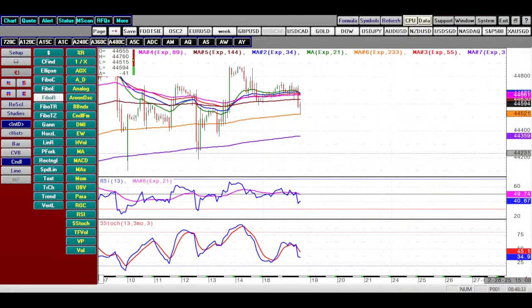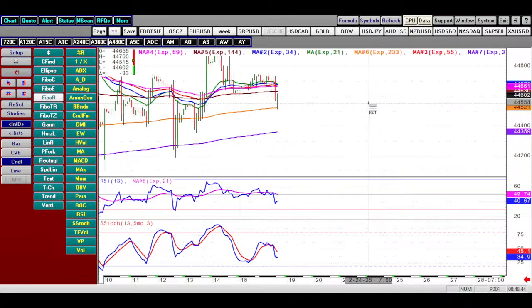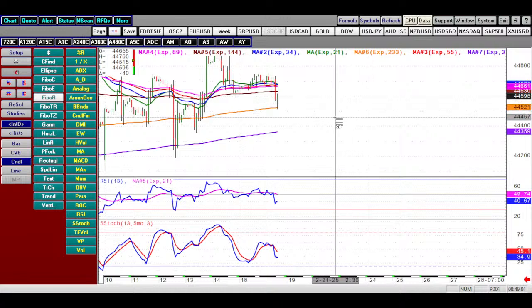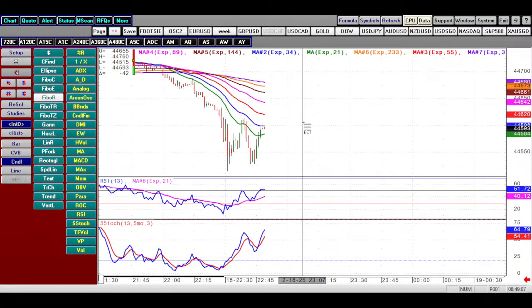I'm not sure whether you managed to enter at 610 again. Did you manage to get filled? Anyone managed to get filled at 610? Okay, I sold at 605. Yeah, 605 is the high. So the 610 is still not filled yet. Okay, now it's filled. 610.